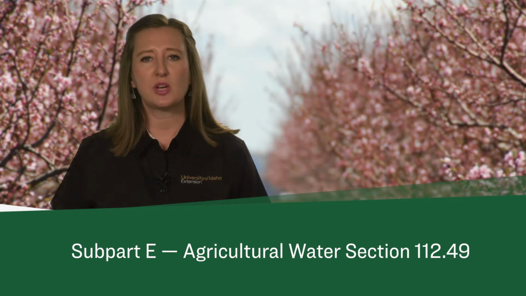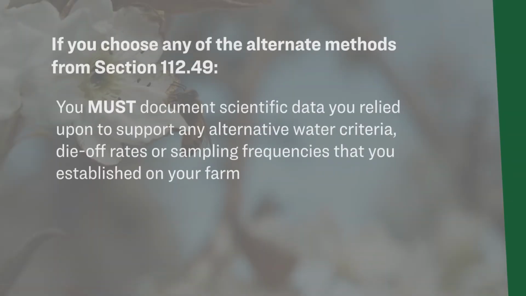The 8th record relates to alternative methods you may use in lieu of the requirements of Subpart E, Agricultural Water. If you choose any of the alternative methods listed in Section 112.49, you must keep documentation of scientific data or information you relied upon to support any alternative water quality criteria, die-off rates, or sampling frequencies that you establish and use on your farm. Lastly, the 9th required record relates to the accepted water testing methods.